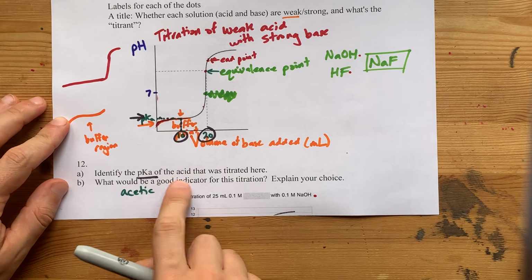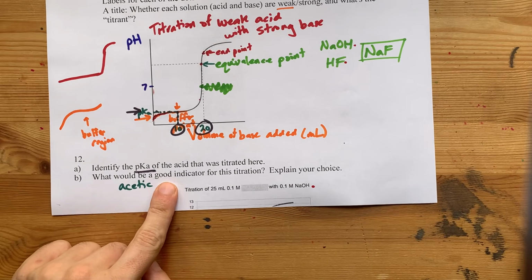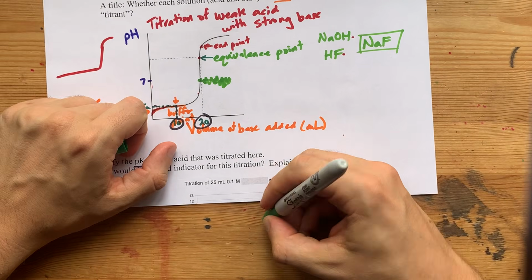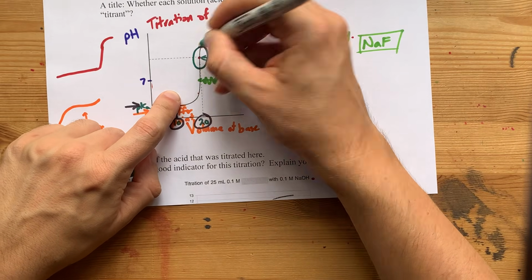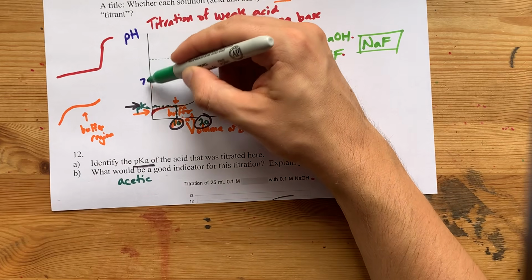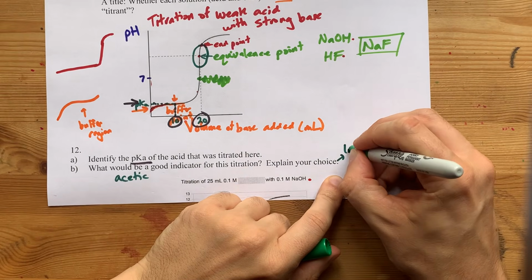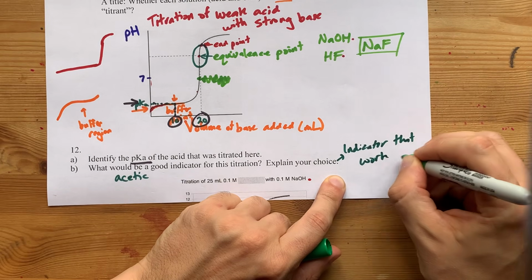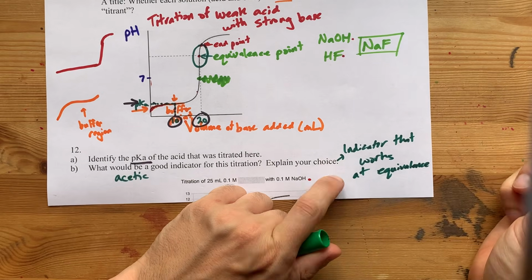You can identify the acid based off of that. The last question here, question 12, is: what would be a good indicator for this titration? What you'll notice is that this aggressive vertical portion means that the most violent change in pH happens here, which is slightly above 7. So what you want is an indicator that works in the pH range where your equivalence point is expected to be.